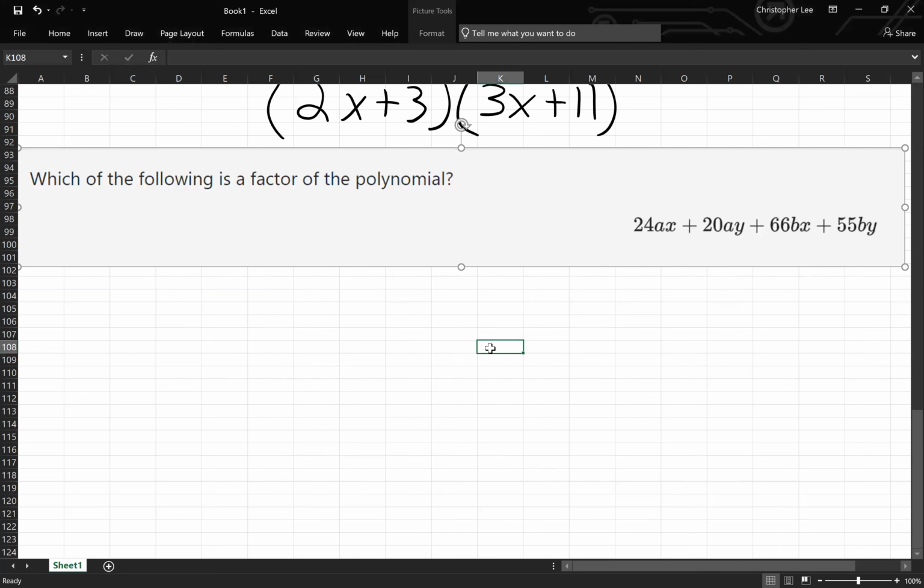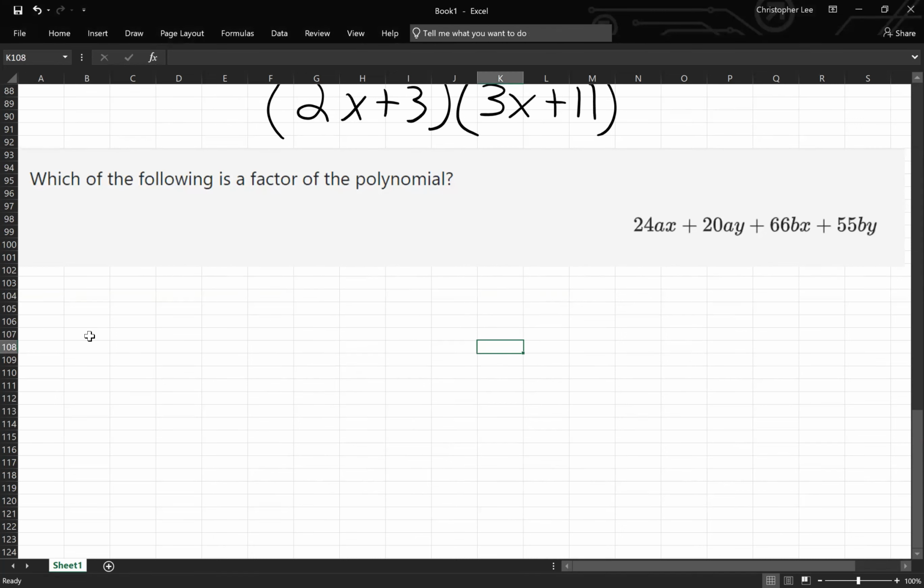Here's the next question, right? So I have 1, 2, 3, 4 terms, right? When I have 4 terms, what do I do? By grouping, right? So I'm gonna group these two together, so I have a left-hand group and a right-hand group. On my left-hand group, what's the greatest common factor? 4a, okay.